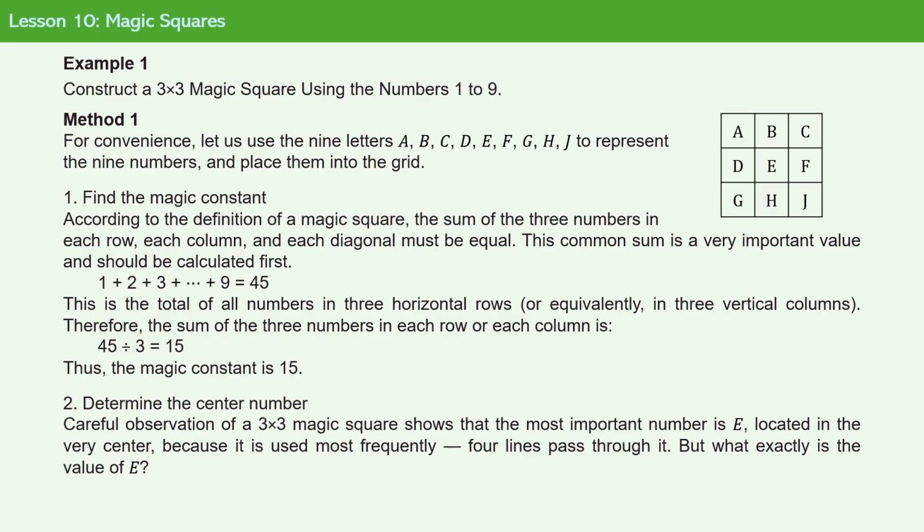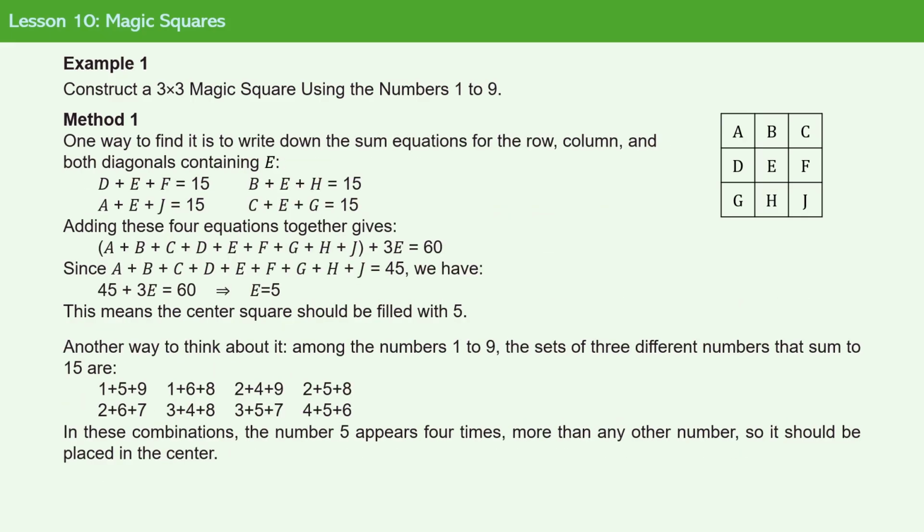Second, determine the center number. Careful observation of a 3x3 magic square shows that the most important number is E, located in the very center, because it is used most frequently. 4 lines pass through it. But what exactly is the value of E?